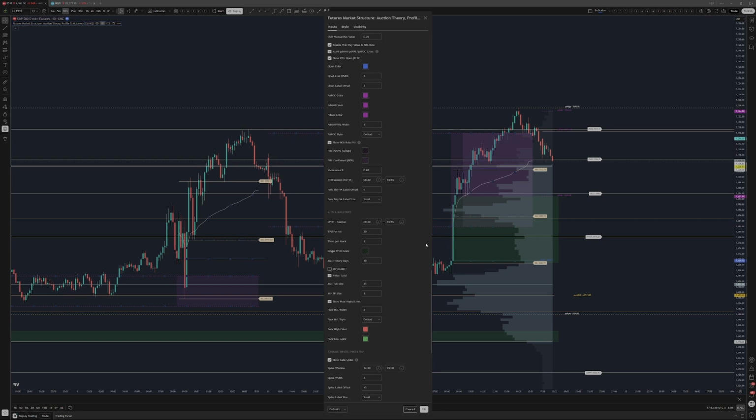However, there is a catch. If a single print remains unfilled during the session, it confirms a strong trend day. If you see them holding, do not fade the move.